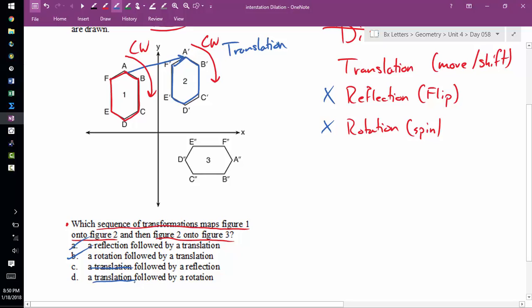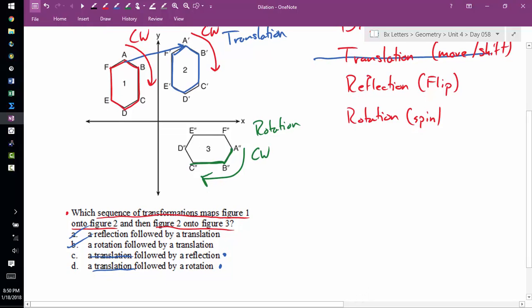And then the next thing is, was it a reflection or a rotation? So translation isn't even in the mix anymore. And I'm just going to defer to orientation. I'm pretty sure this is a rotation, but I can double check by looking at the orientation. From A to B to C, that A prime, B prime, C prime, the double prime, sorry, that is still clockwise.